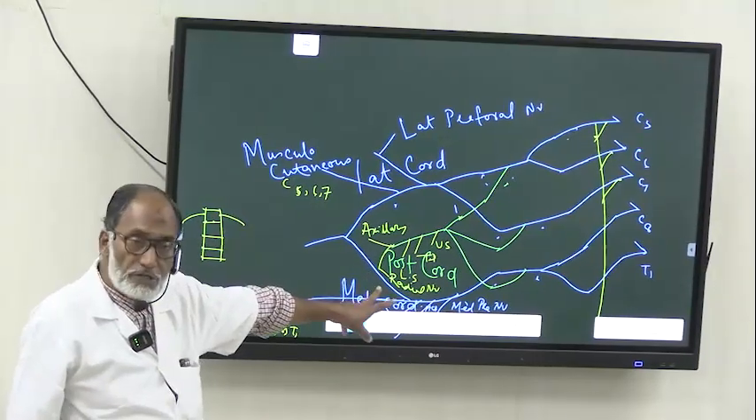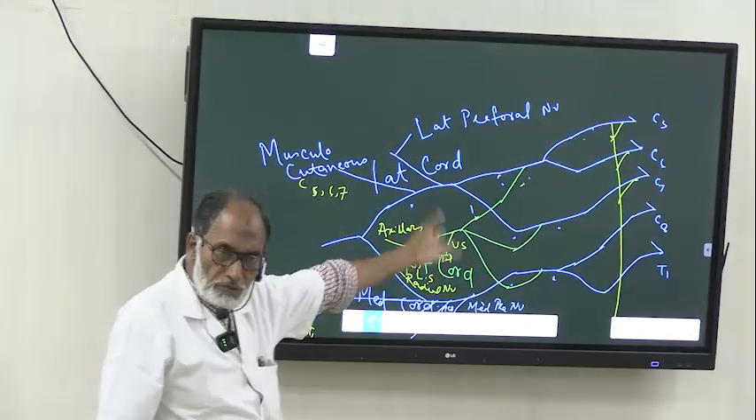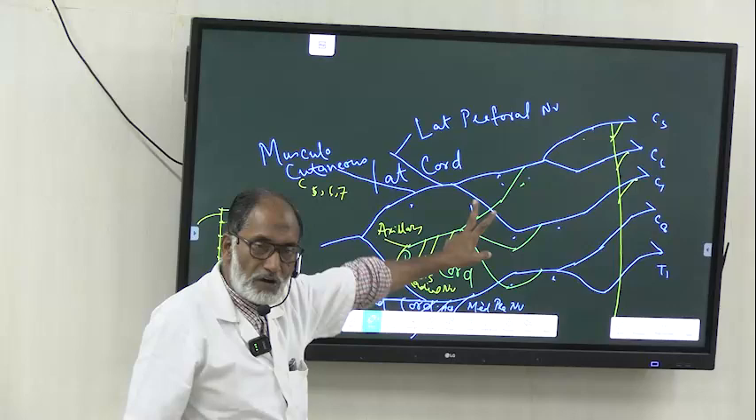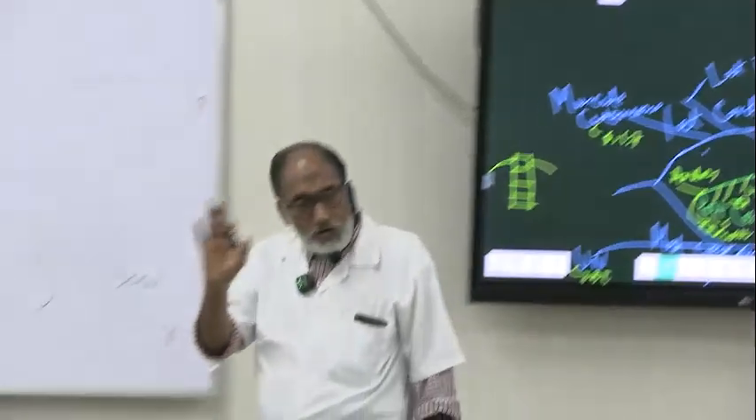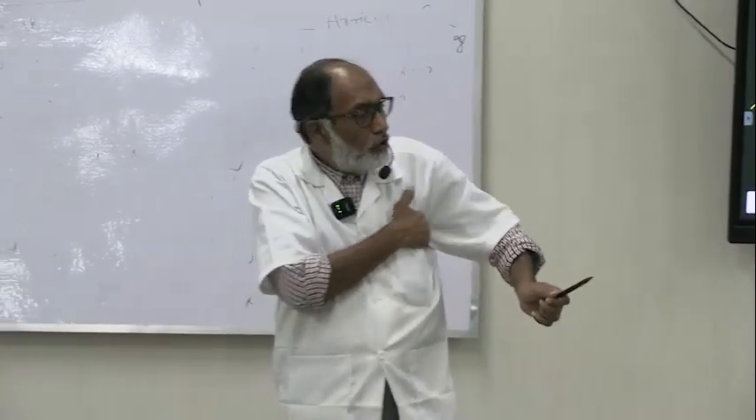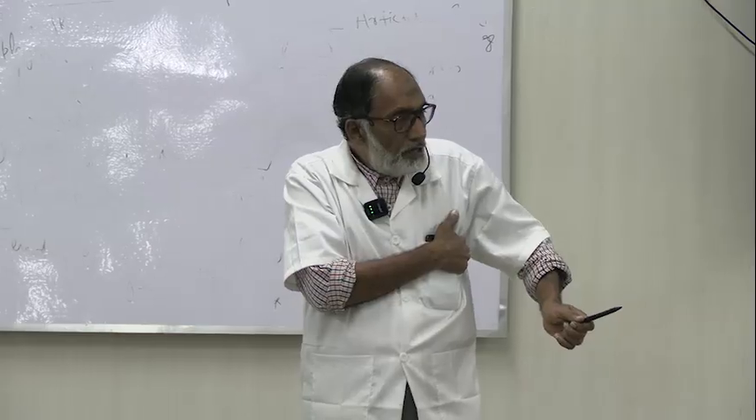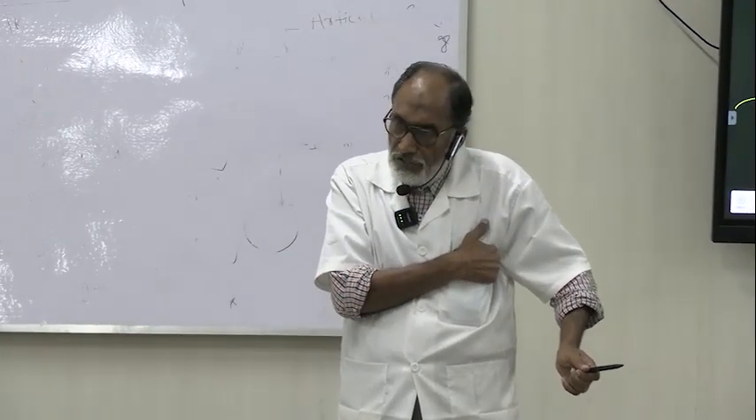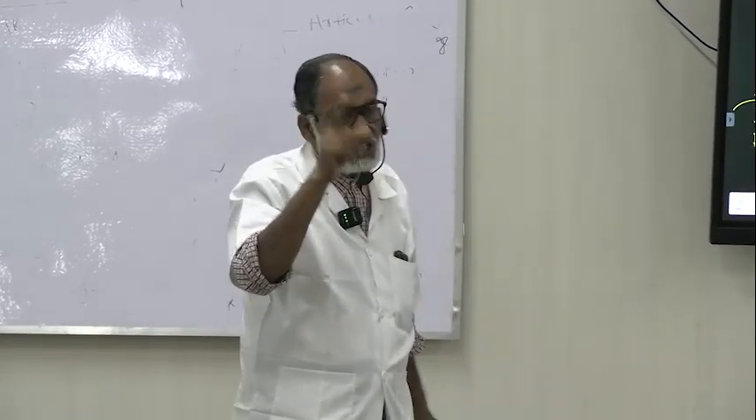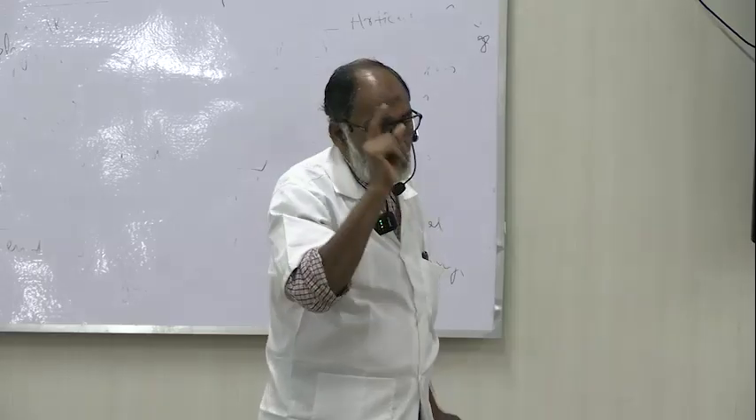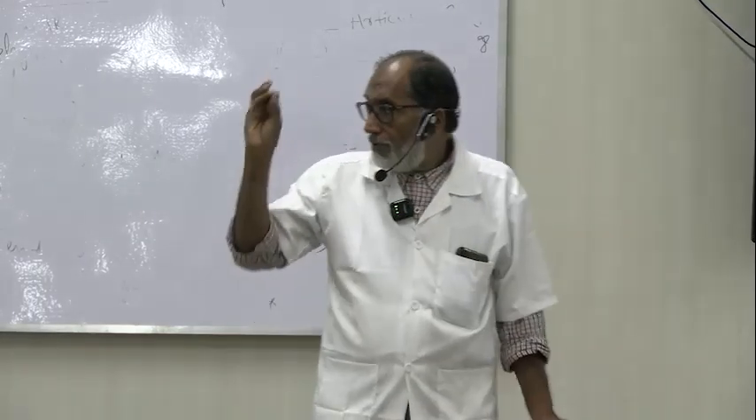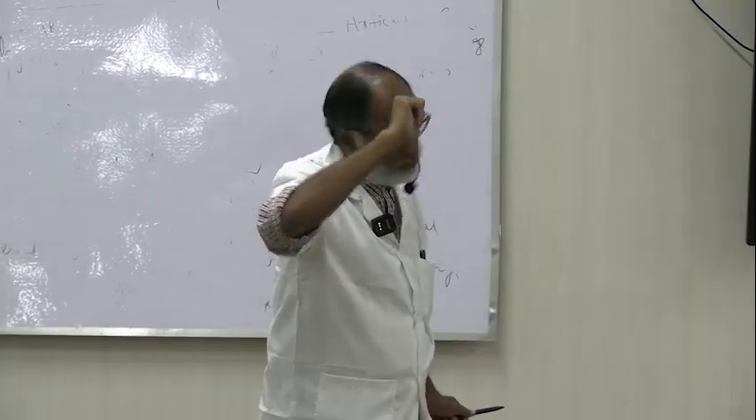5, 6, 7. It has taken its origin from root 5, 6, 7. This important nerve lies on the lateral wall of the chest. They are known as long thoracic nerve. Very important nerve. Very applied importance. For applied importance it is very much important.